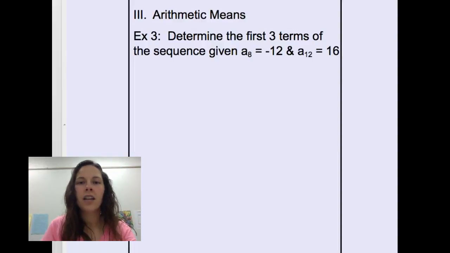Next, we're going to take a look at how to use the arithmetic formula to find missing information. So in our first example, the information that we have is the 8th and the 12th terms. The information we need is the first 3 terms.